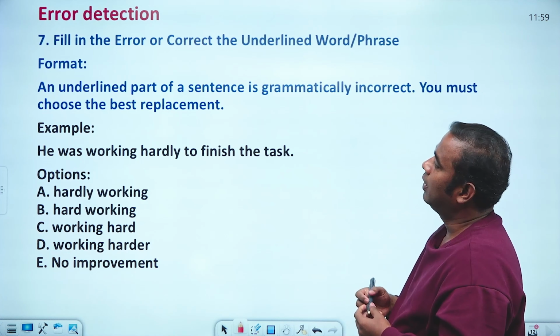Underline the part where the sentence is wrong. So yeah, here you should underline. So this is one way. Underline the part of the sentence which is grammatically incorrect and find out the best replacement. So, he was working hardly to finish the task.